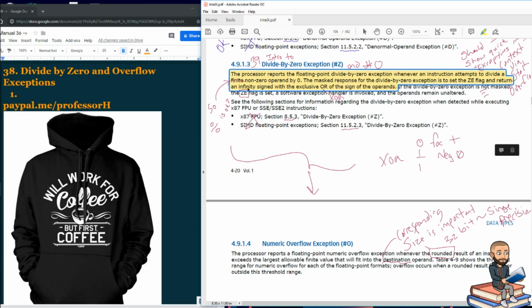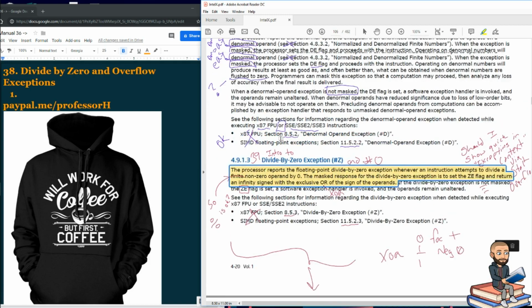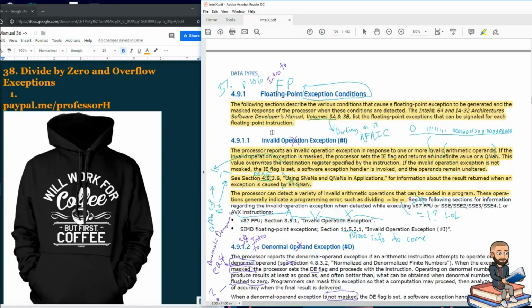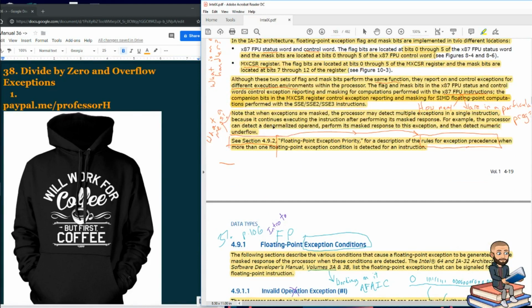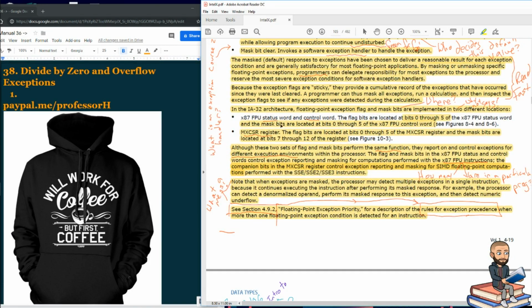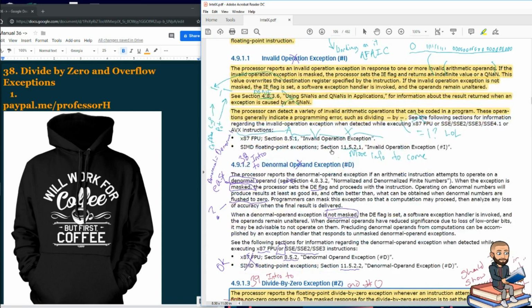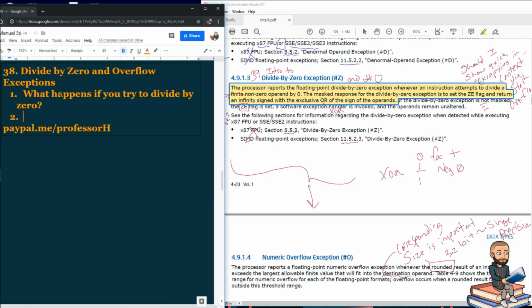And remember from our last video where the ZE flag is. There's two locations. You've got the x87 FPU control and status word locations. So the ZE flag will be one of these bits 0 through 5, and/or it'll be in the MXCSR register, probably the same location. We've got bits 0 through 5 right there. So the question's really short and simple: what happens if you try to divide by 0?